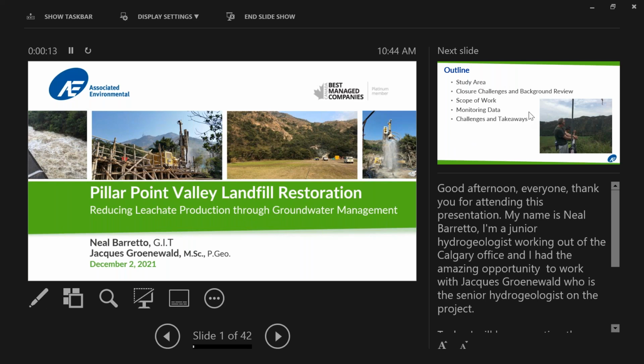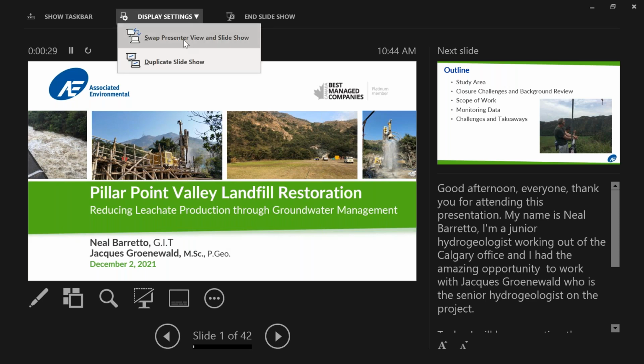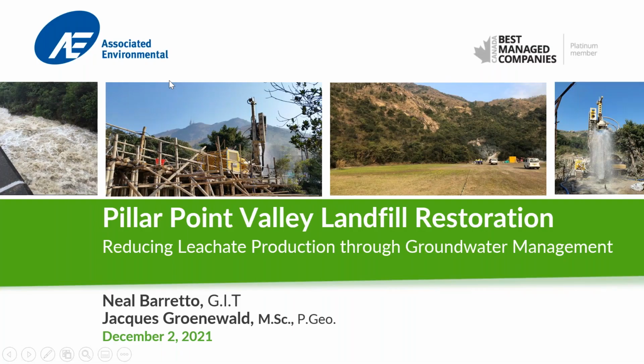My computer's acting up. Give me 1 second. Yeah, if you go to the top there and go to display settings on the top left. Top left of the screen. Oh, display settings. Yeah, go swap presentation view and then it'll be in full screen. There you go. Oh, perfect. Thank you. Perfect. Thank you.